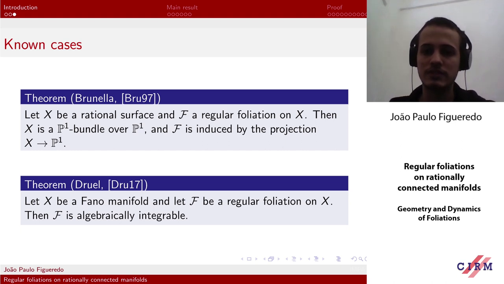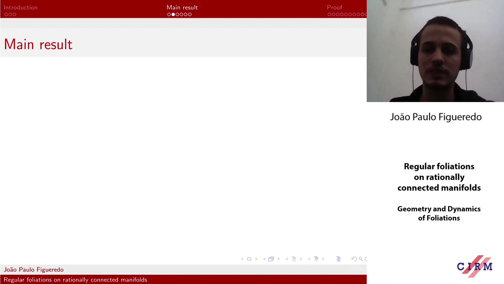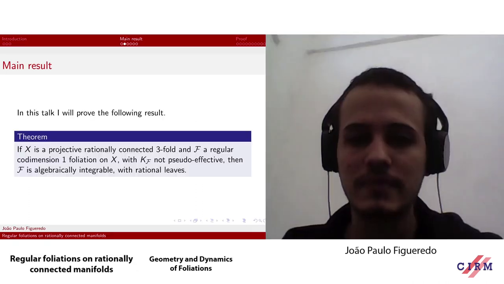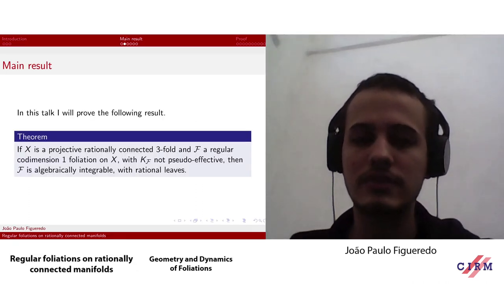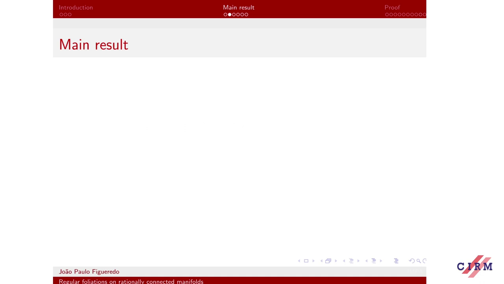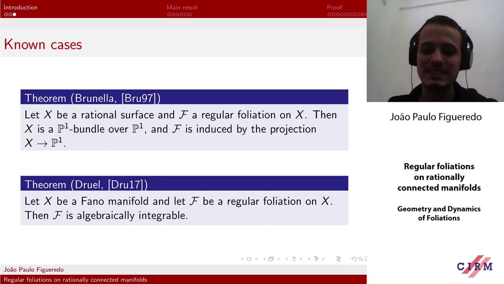So in my talk, I consider the problem for dimension 3 manifolds and codimension 1 foliations. Sorry for missing that: in Druel's result, we know that the leaves are Fano manifolds.